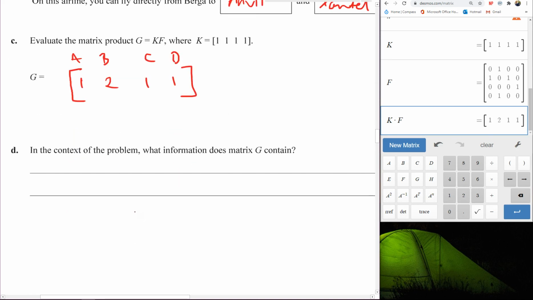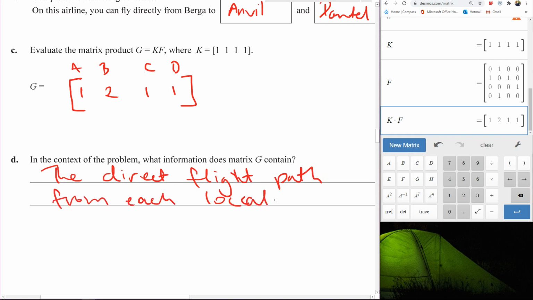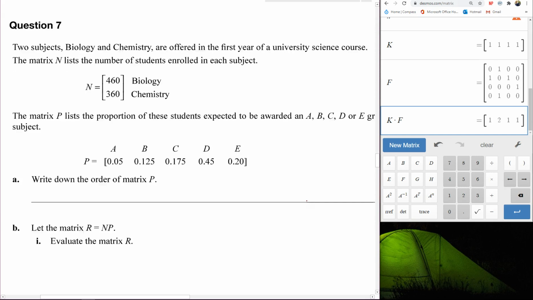And remember, what does this information contain? Well, it tells you all of the direct paths that each of these locations can take to another location. So A has only one direct path to every other place. B has only 2 direct paths to every other place. C has 1, D has 1. So the direct flight path from each location. That's what this is telling us. All right, question 7.